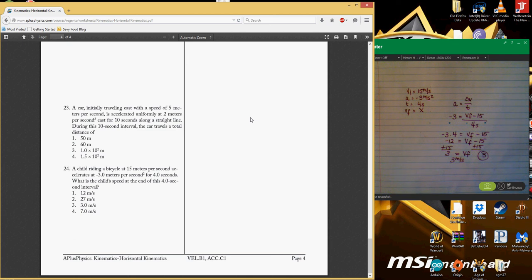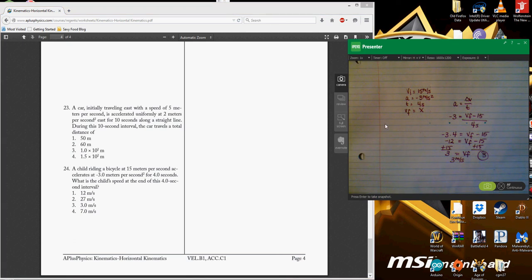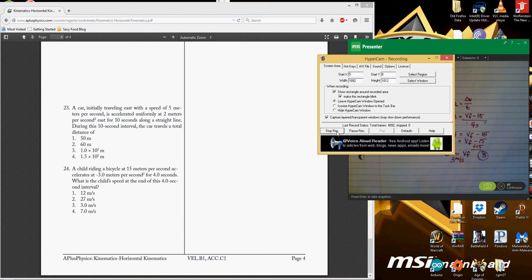Accelerates at negative 3 meters per second squared. So acceleration is negative 3 meters per second squared. So we know that the child is slowing down for 4 seconds. What is the child's speed at the end of the 4-second interval? So we want to know what the final speed is. We're going to do the same thing. Acceleration equals change in velocity over time. Our acceleration is negative 3, which equals our final minus the initial, which is 15, divided by time, which is 4 seconds. So that means negative 3 times 4 will equal v final minus 15.